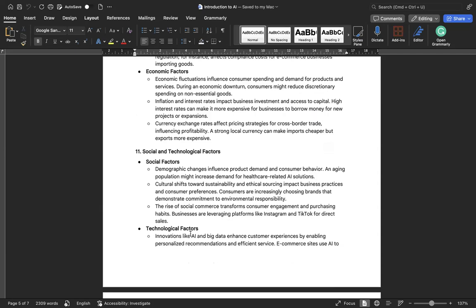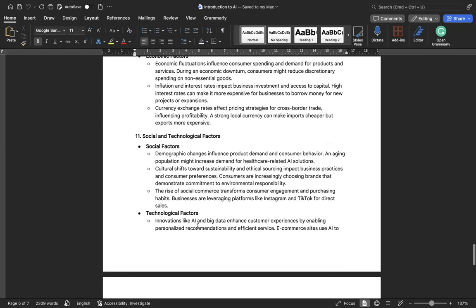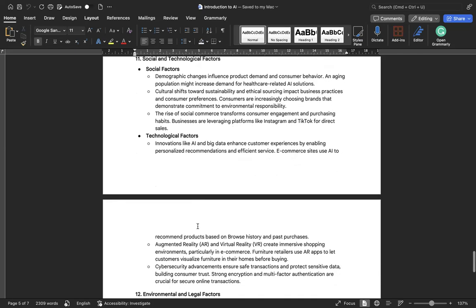For the social and technological factors. For the social factors, demographic changes influence product demand and consumer behavior.